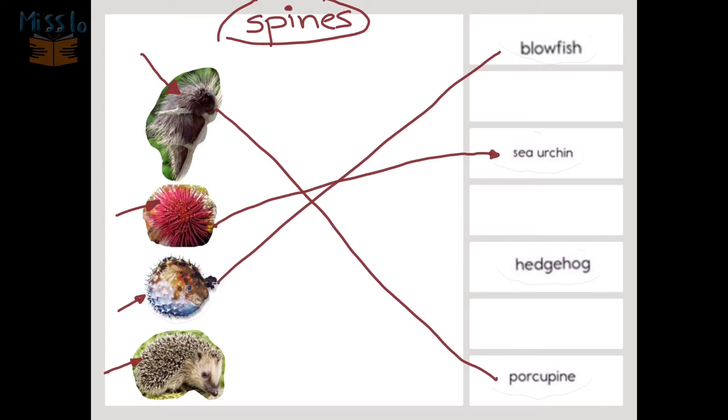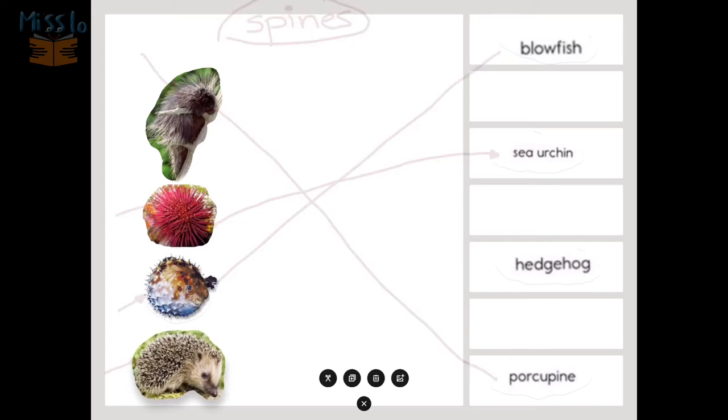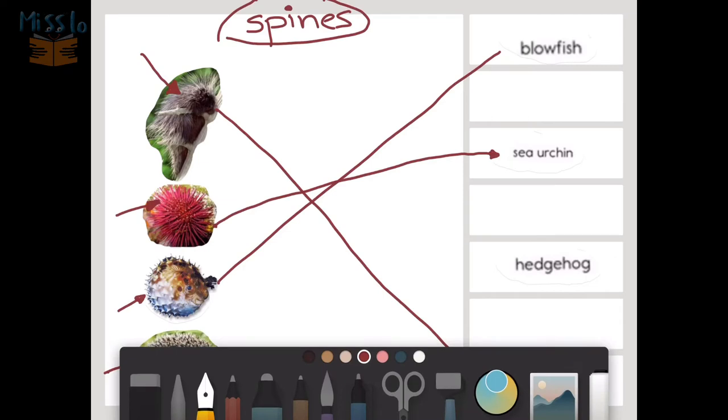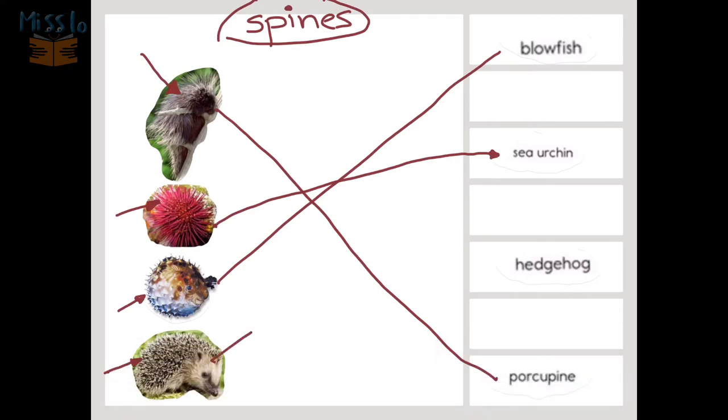Okay. Now, this one, what's the name of this one? Who remembers? That's an hedgehog. Yeah, an hedgehog goes from here to here. Good. So remember, these are the animals that have spines.